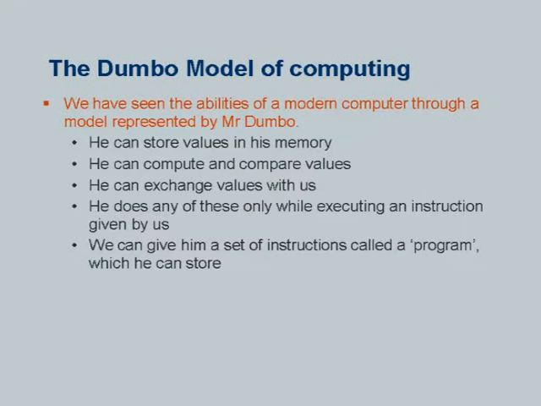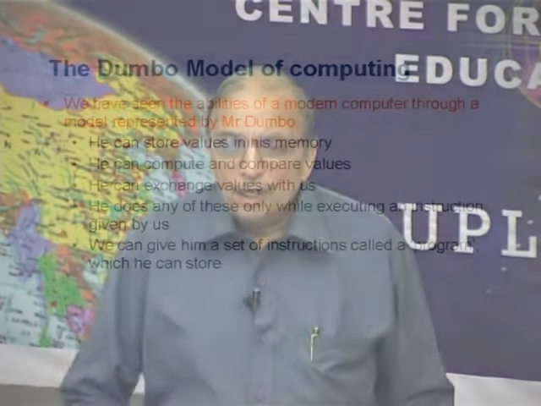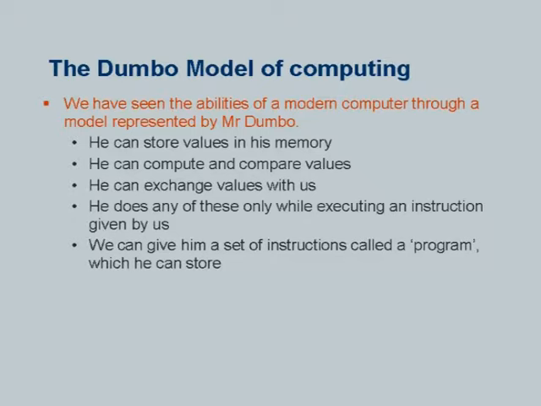First, we extend the Dumbo model of computing to the real world computers. We indicate that we have studied the abilities of a modern computer through a simplistic model represented by Mr. Dumbo. We know that Mr. Dumbo can store values in his memory. We had modeled the memory as a cupboard with a set of drawers. We know that he can compute and compare values, so that means he can do manipulation of values. We know that he can exchange values with us. That means he is capable of doing input and output operations.